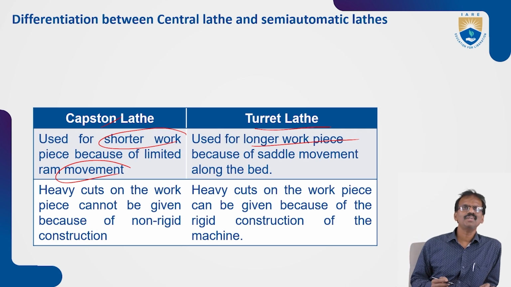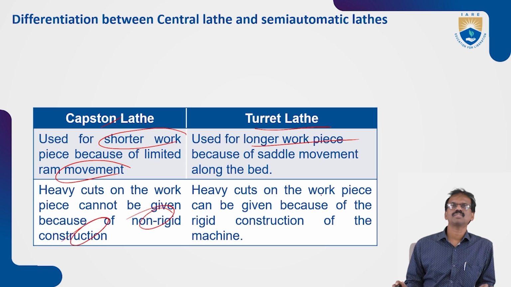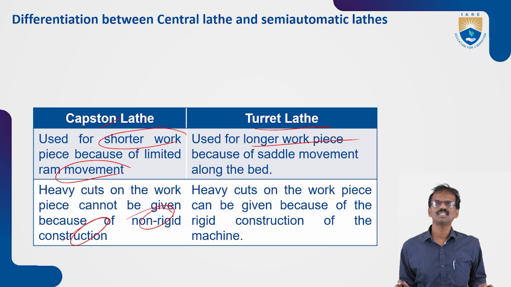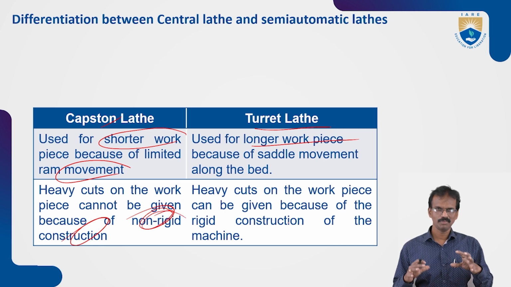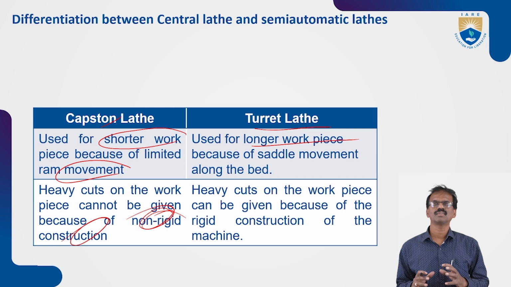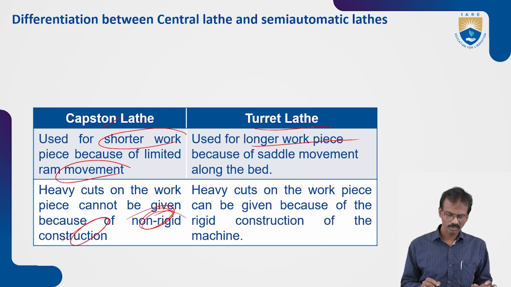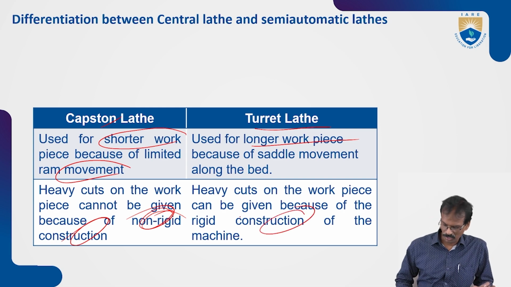Heavy cuts on the workpiece cannot be given in the capstan lathe because of its non-rigid construction. Heavy cuts on the workpiece can be given in the turret lathe because of its rigid construction. Rigid means fixed properly. So that is the main advantage of the turret lathe.